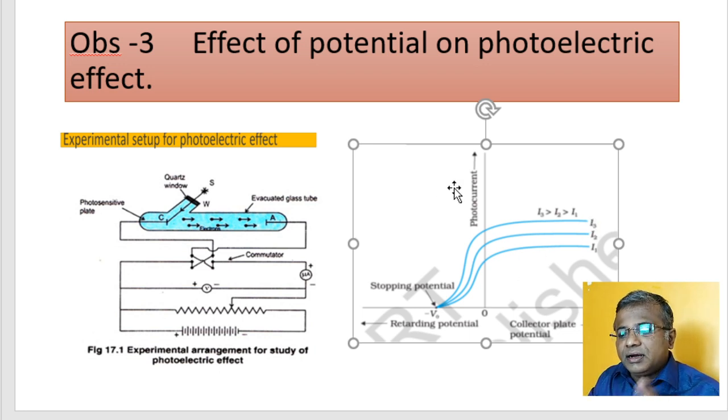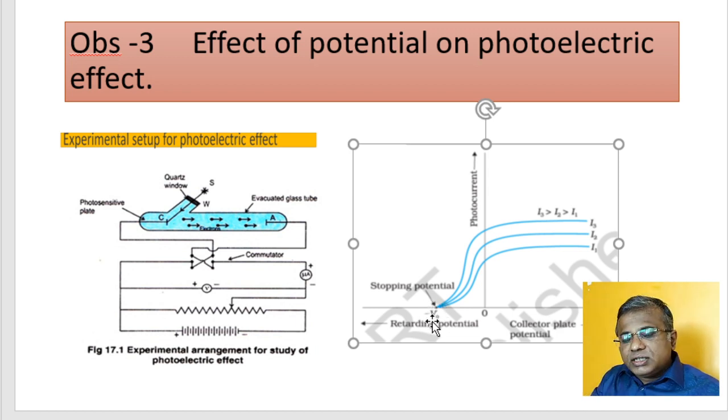Okay. Now, from zero, if I start going to the negative side of plate A, it basically means that I am now going to a position where the electrons are going to be repelled. So what I do is start increasing this potential in the backward direction. And what we see is that the photocurrent shows a reduced reading, and at one particular point, the photocurrent completely becomes zero.